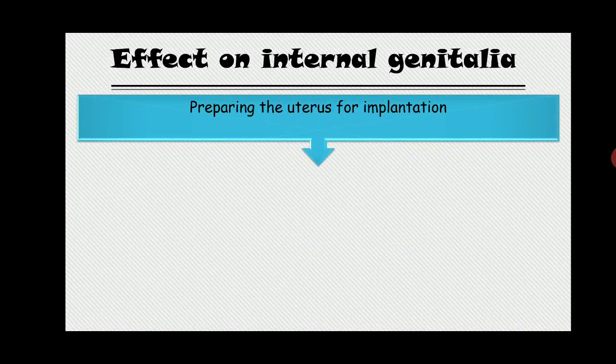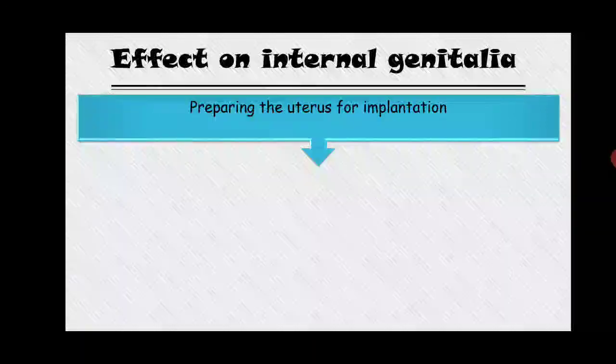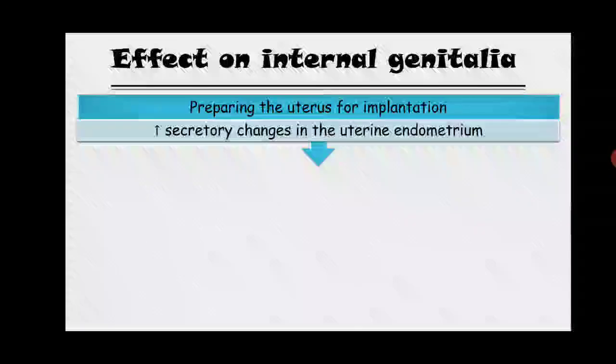As I told you earlier, progesterone is basically made to preserve the pregnancy. It prepares the uterus for pregnancy, basically for implantation. So if there is a fertilization, then this fertilized ovum should get nutrition from somewhere. So progesterone will increase the secretory changes in the uterine endometrium. Next thing, it will preserve the pregnancy.